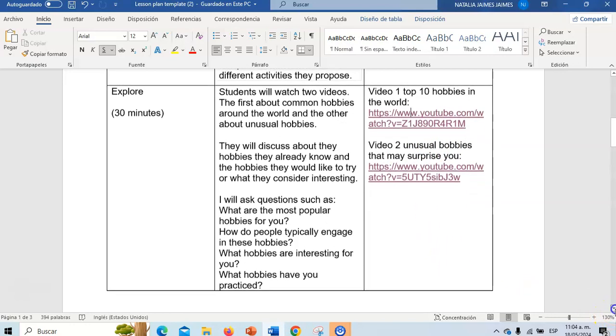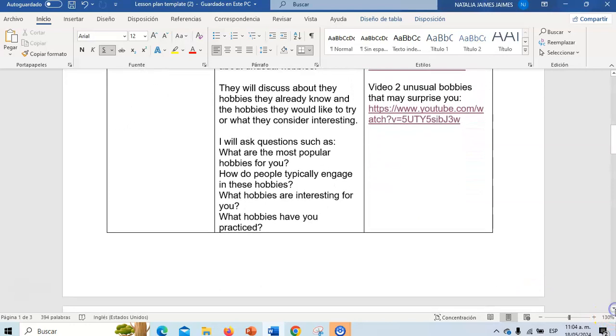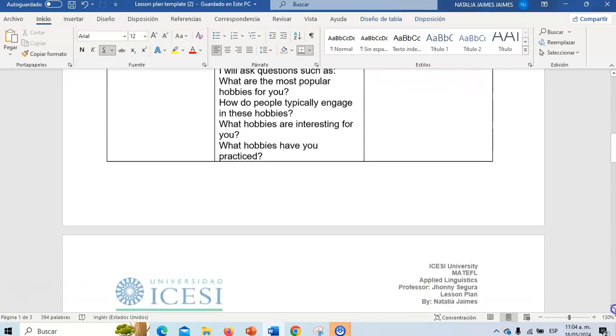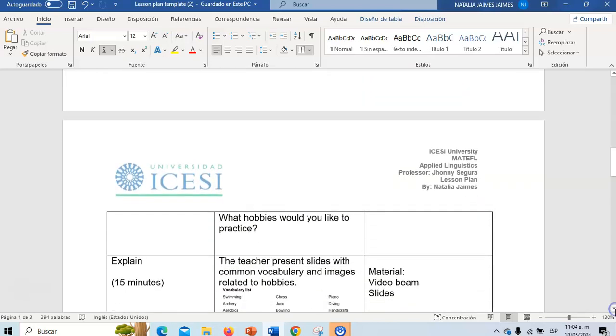Well, as you can see, it's very easy, and the other one is the same but about unusual hobbies. In the exploring part, I will ask my students: What are the most popular hobbies for you? How do people typically engage in these hobbies? What hobbies are interesting for you? What hobbies have you practiced before? And also, what hobbies would you like to practice? This discussion will be done after watching the 2 videos.